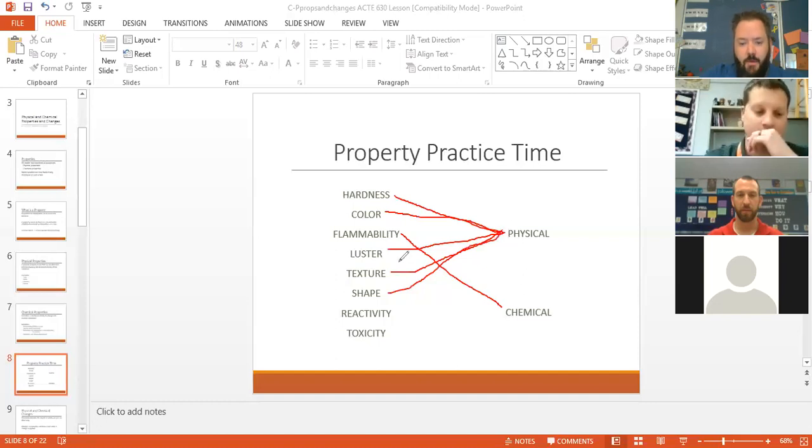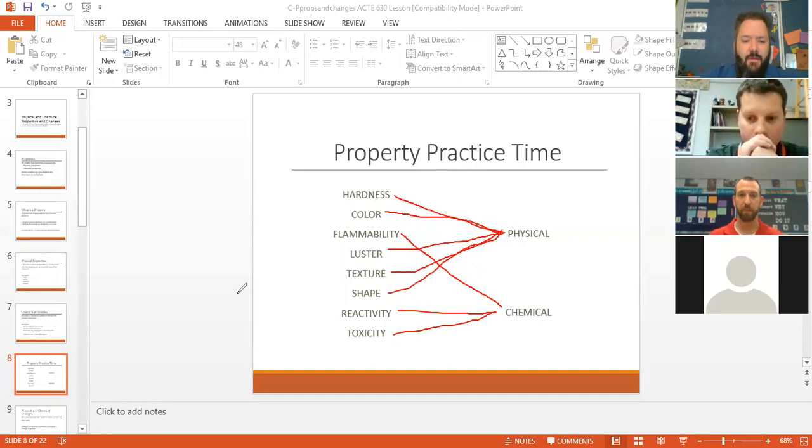Correct. We have two left, and we only have one chemical, so we can see where these are leading. But, Mr. Masson, reactivity? Chemical. Chemical, correct. And Mr. Telesco, toxicity? Chemical. Chemical, good, thank you. Notice that hardness, color, luster, texture, and shape for physical are pretty common properties that you can identify with something, whereas the other few are a little bit harder to recognize, and that comes with practice. Most of the time, physical properties are pretty easy to identify.